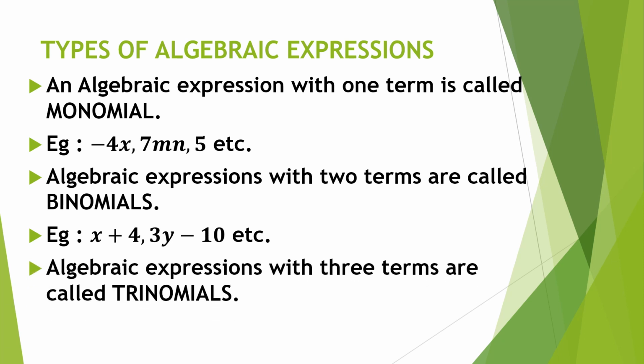Next we can see what is meant by trinomials. Algebraic expressions with three terms are called trinomials. For example, 3x plus y minus z, p plus q minus 10. Here three terms are there. They are separated by plus or minus sign. So this is called trinomial.